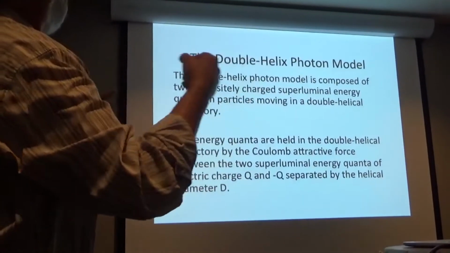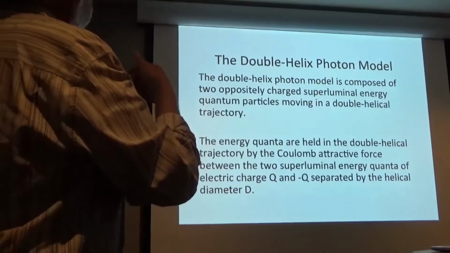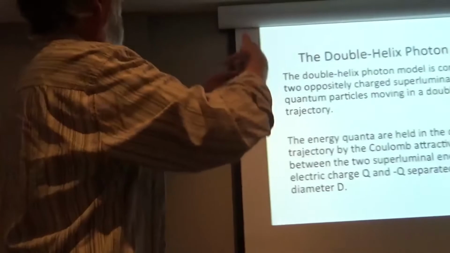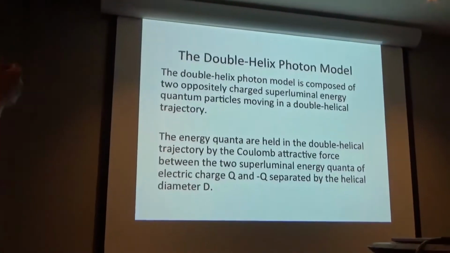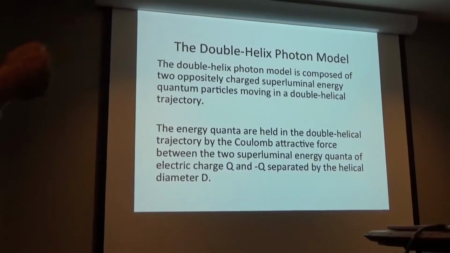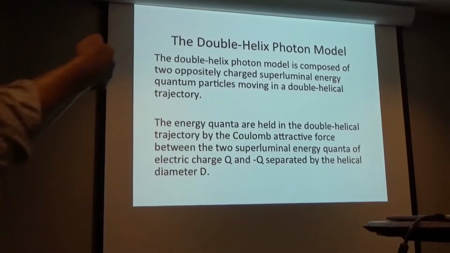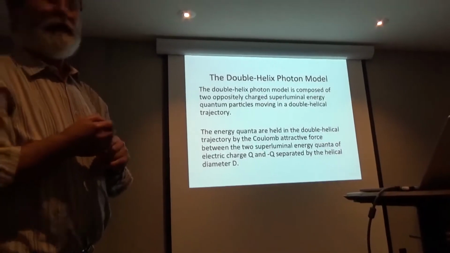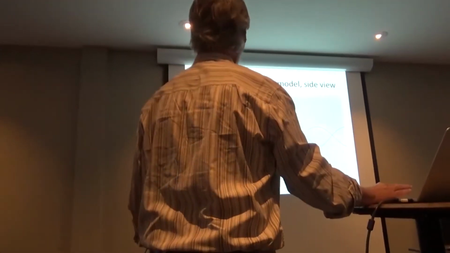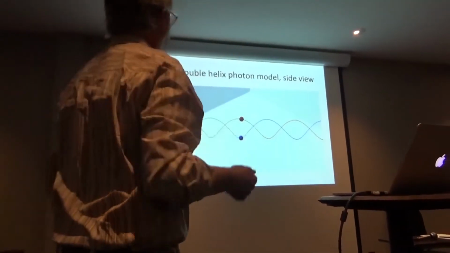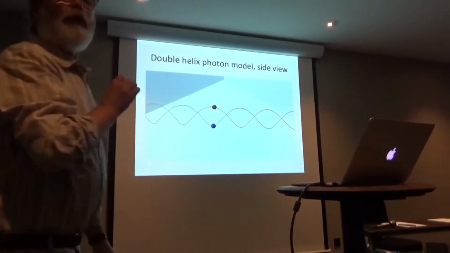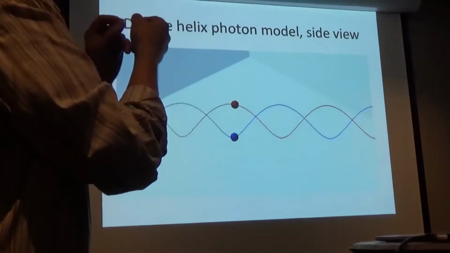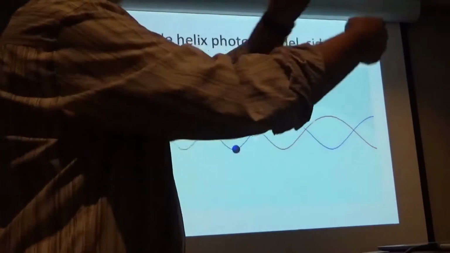Double-helix photon model composed of two oppositely charged superluminal, I call them superluminal energy quantum particles, moving in a double helical trajectory. And these energy quanta are held by the Coulomb attractive force between the two superluminal particles. Charge of Q and minus Q, which is not the same as the electric charge. This is what it looks like in a simple way. The particles are actually point-like, so those are exaggerated just to see, but the actual superluminal quantum particles are point-like, moving in a double helix.